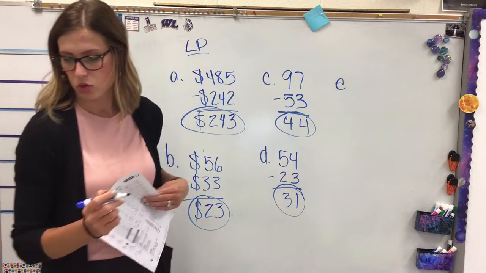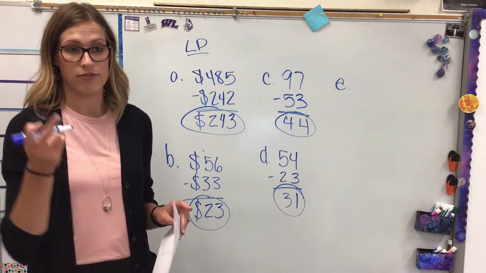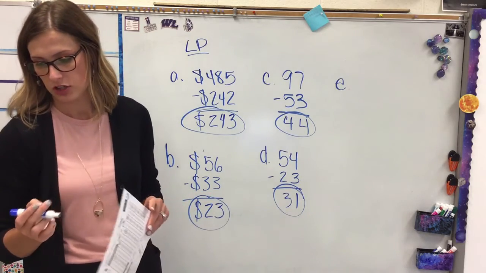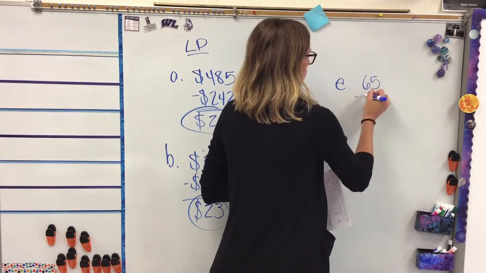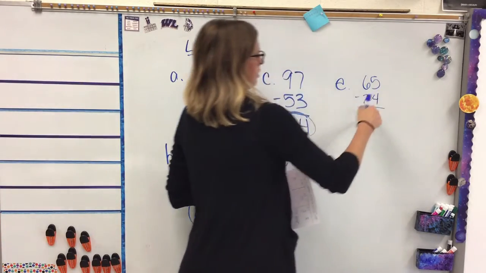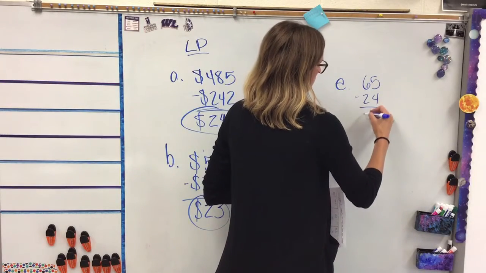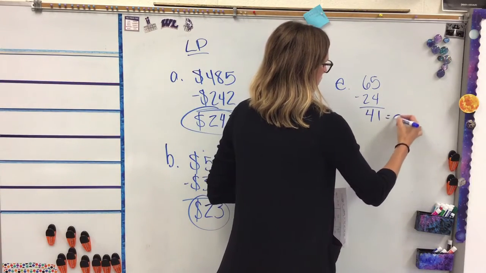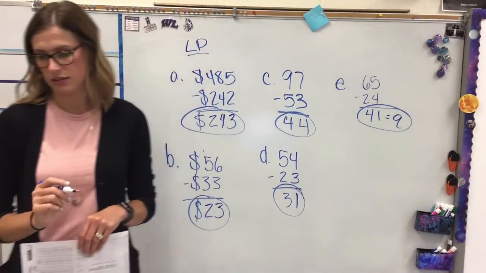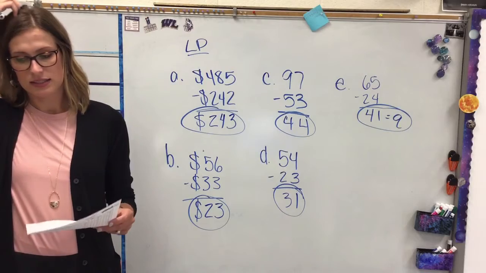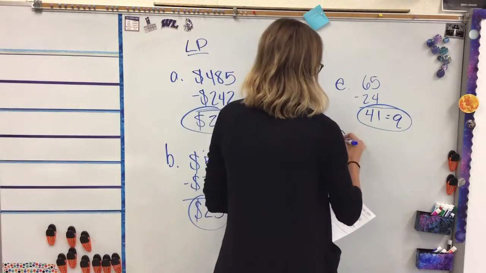E says 24 plus Q equals 65. Well, we've got a missing addend, so go ahead and flip that into a subtraction sentence. So do 65 minus 24. 5 minus 4 is 1. 6 minus 2 is 4. So we get Q is going to equal 41. Excellent. Go ahead and skip F and G. So by the F there, you can just go like that.